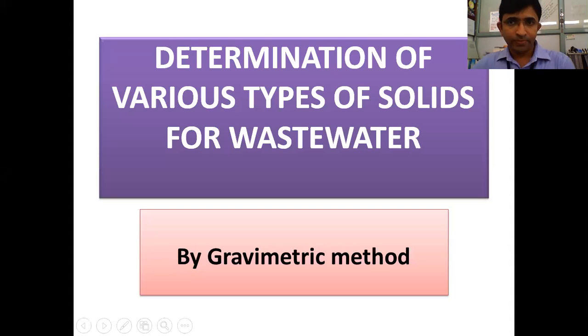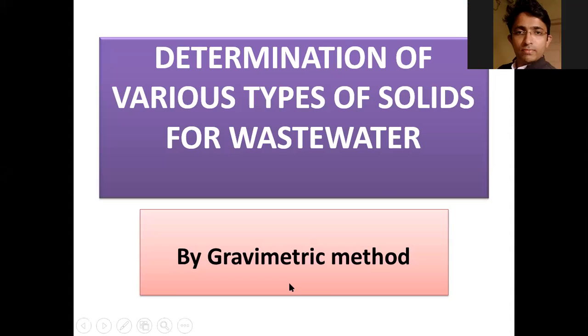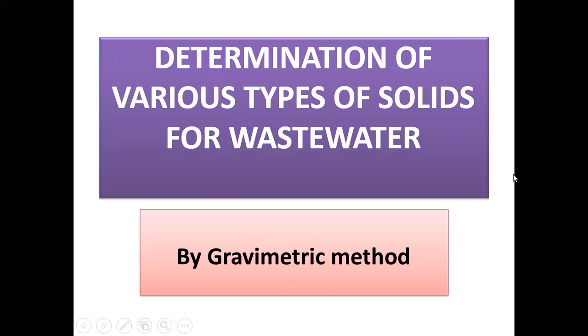Good morning. In today's lab experiment, we will be determining various types of solids in wastewater. So basically, this experiment deals with analysis of different types of solids in wastewater. And this will be done using a method called gravimetric method.